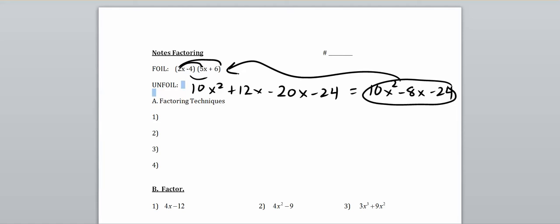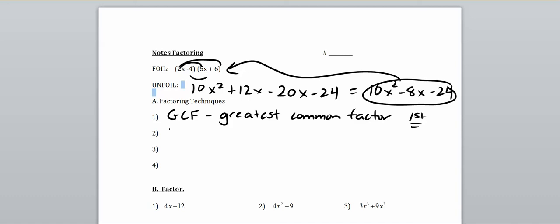There's 3 techniques that we're going to talk about. And the first factoring technique that you always want to use, no matter what type of problem you're doing, is look for the GCF first. It's the first technique you want to use. GCF stands for greatest common factor. If there's a greatest common factor, you want to pull that out before you do anything else. Okay, that always has to be first.